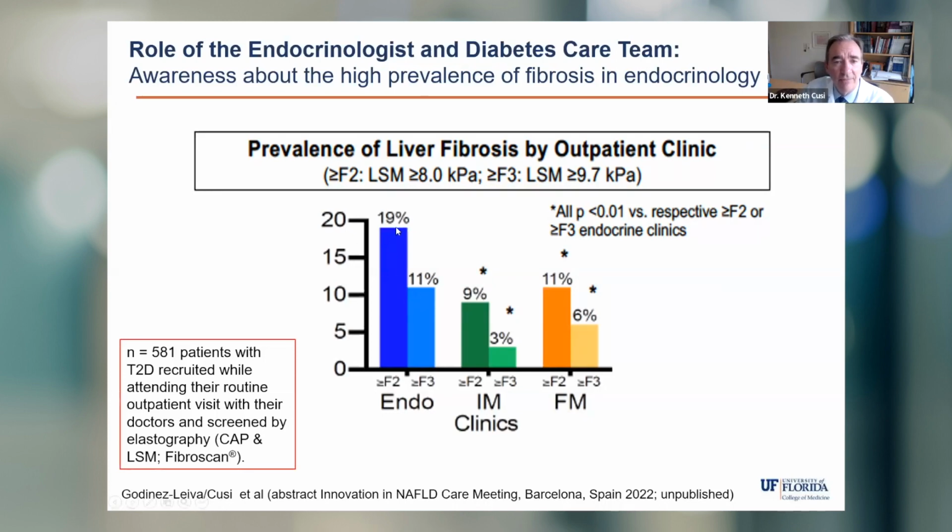And I'll show you some data about that. You see that it's about 19% have F2 or greater. That's 1 in every 5 persons with diabetes. Now, if you go to primary care, other clinics, it's about half of that. And again, 1 in 10 have F3 or F4.